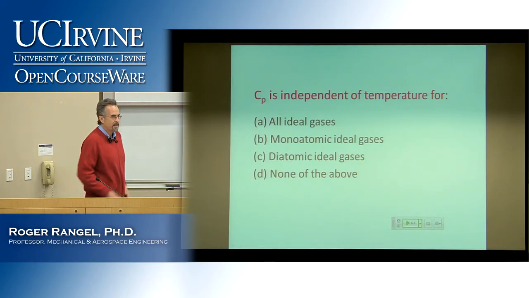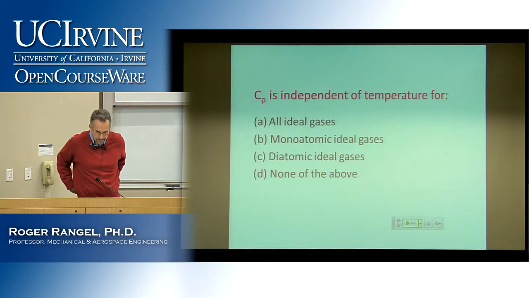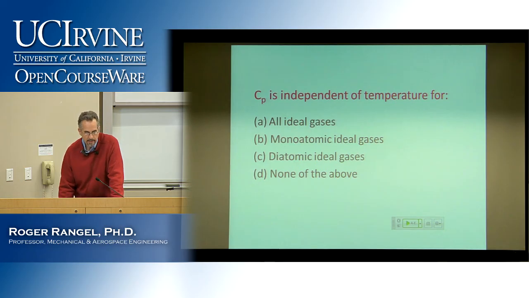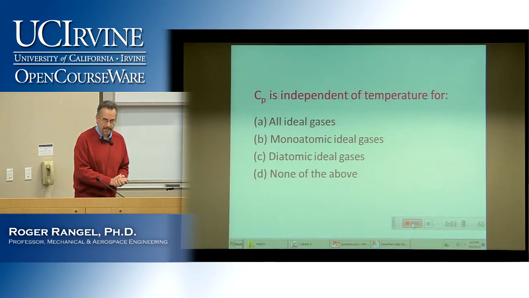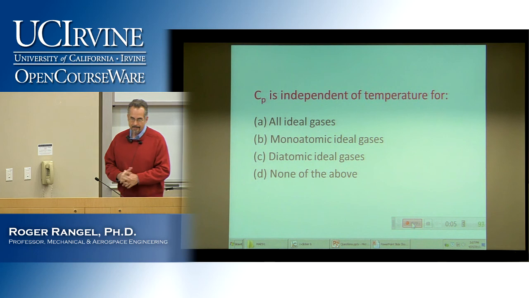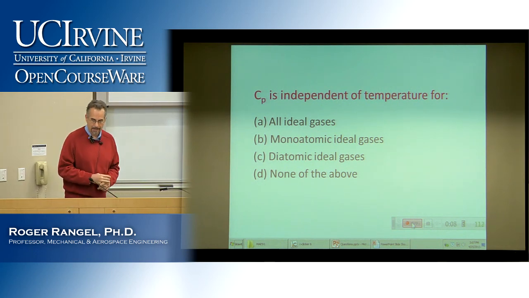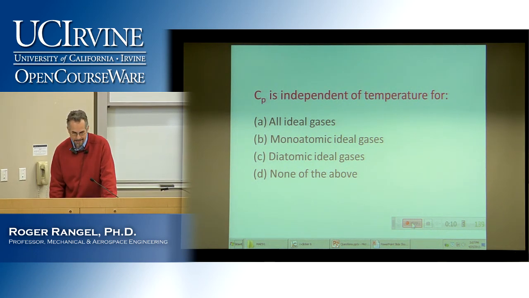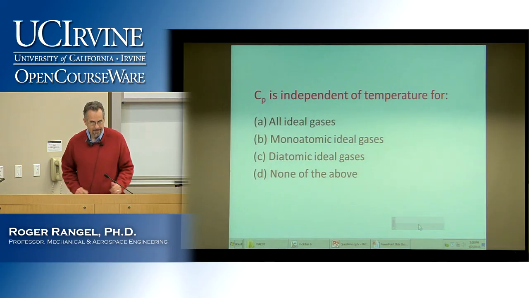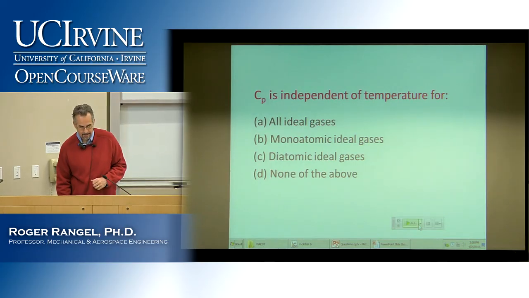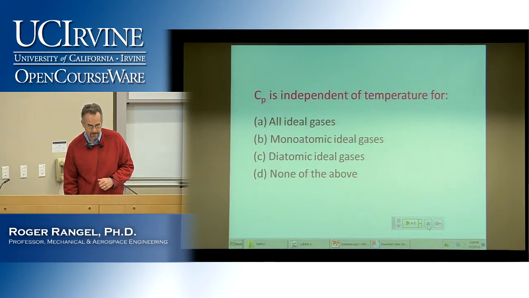And it's a question about specific heat. Specific heat at constant pressure is independent of temperature for A, all ideal gases, B, monatomic ideal gases, C, diatomic ideal gases, D, none of the above. And I'm going to close it quickly because this is an easy one. So 5, 4, 3, 2, 1, and 0. All right?